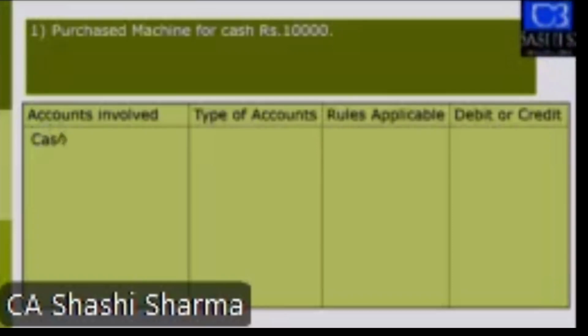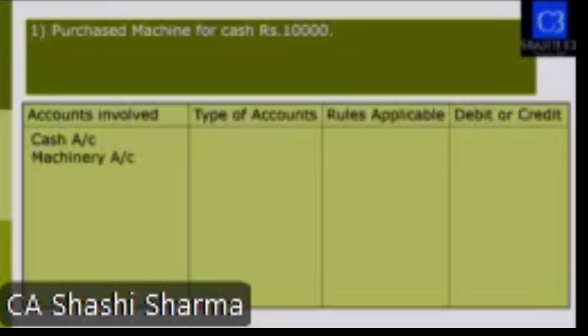So the 2 accounts involved are cash. Cash is the most important thing, which is taken care of by every businessman. How much cash he is having, how much cash is being paid out, how much he has received from someone. Accounting of cash account is a must. Another one is machine account, machinery account.